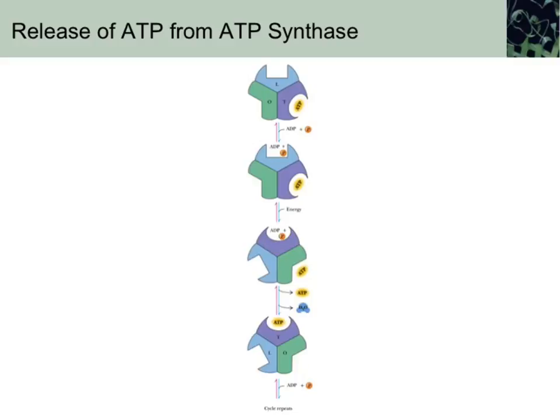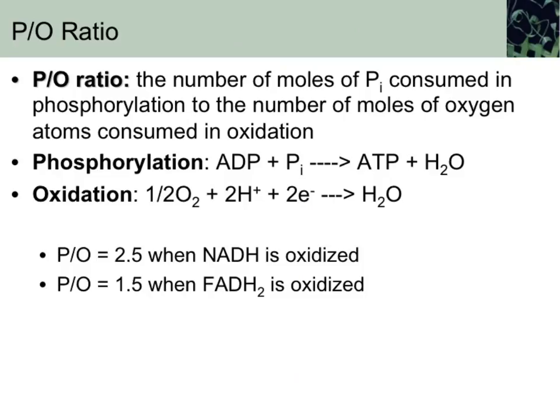Oh, and I was supposed to delete this slide because it's already on that previous one. PO ratio, your textbook mentions it, might be kind of important. What we're talking about is the phosphorylation to oxidation ratio. So if we look at the amount of phosphorylation that occurs per oxidation, you'll notice that we get different ratios out of this, which is what a lot of you were starting to ask about.